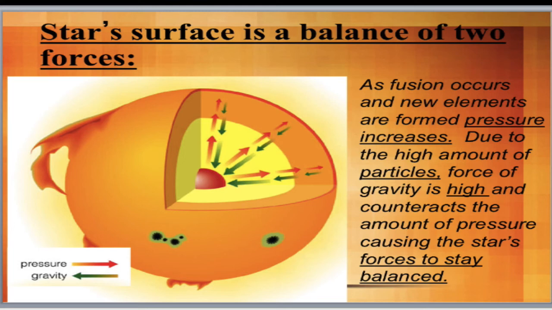Now, as you can see on your screen, the green arrows are from the force of gravity from all of the gas particles, and the red arrows show the force of pressure created by fusion. Now for this star, the force of gravity equals the force of pressure from fusion, and the star's forces balance each other out, keeping the star as big as it is.